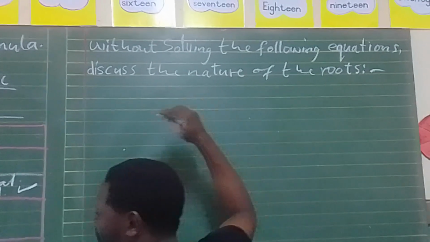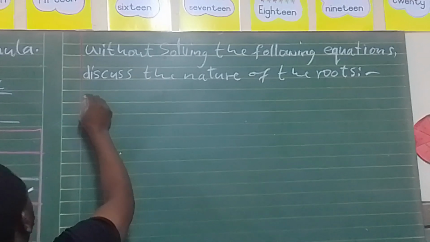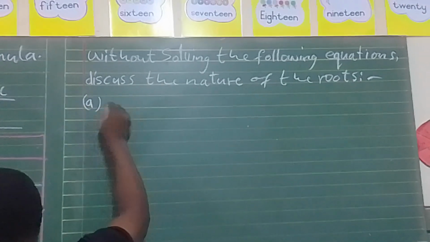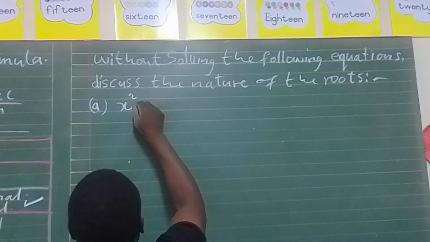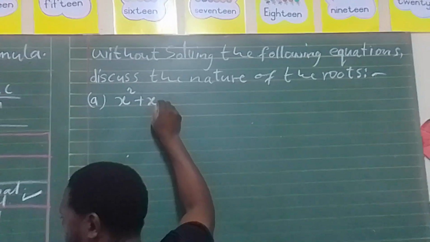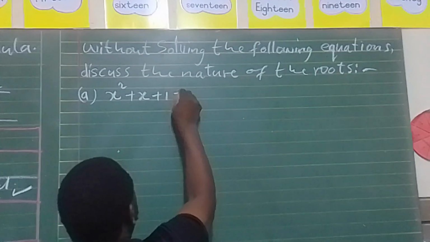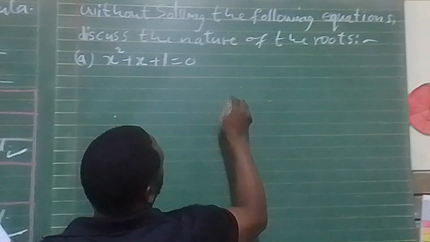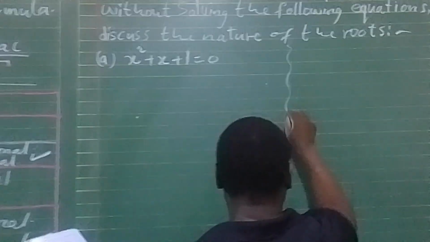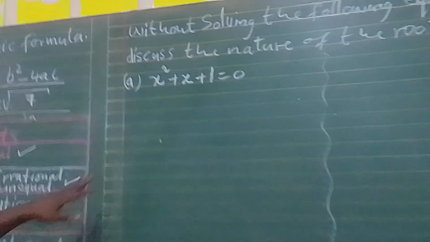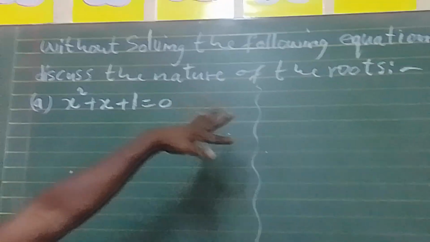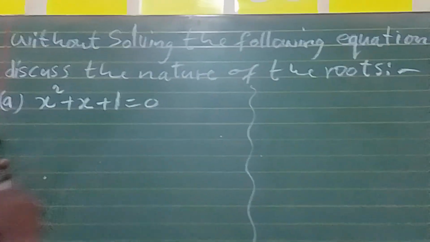I will just grab a few so that we can go along. Let's say I have a here. It is going to be x squared plus x plus 1 is equal to 0. For the sake of space, if you are not going to solve everything here, you are just going to discuss the nature of roots. How will we find the nature of roots?